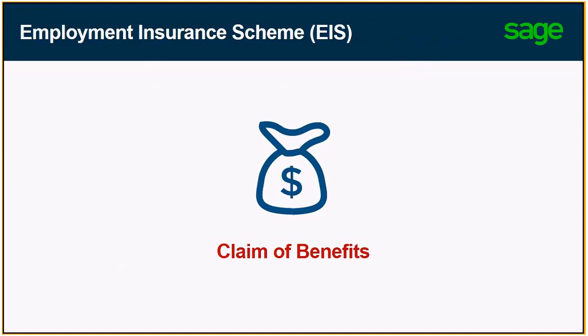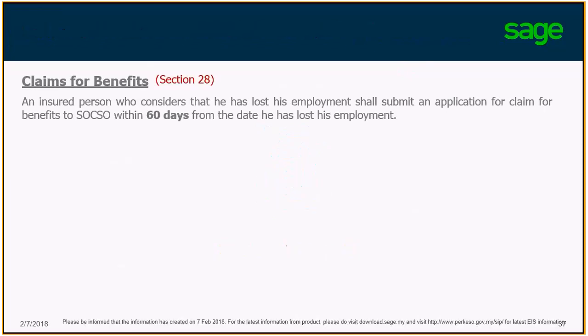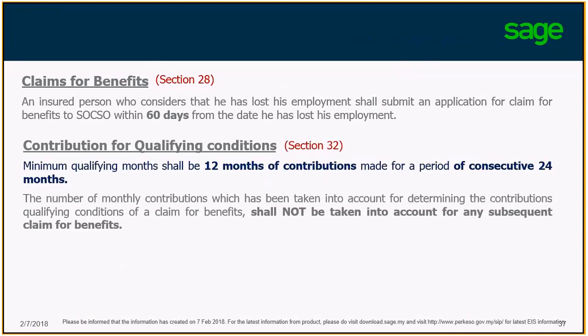Now, how to claim for the benefits? So, claim for benefits: an insured person who considers that he has lost his employment shall submit the application for the claim benefit to SOCSO within 60 days from the date he lost his employment.